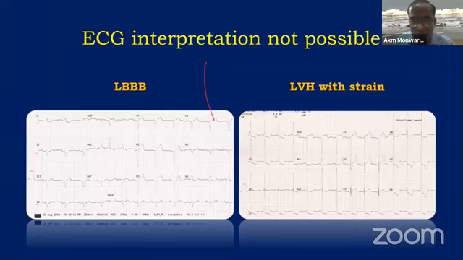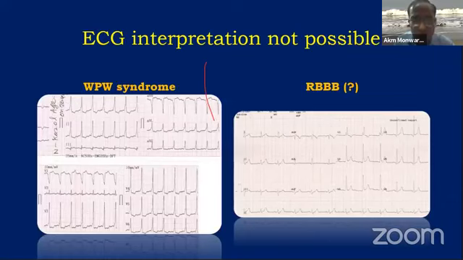There are some conditions in which ETT cannot be interpreted, like if a patient has baseline left bundle branch block in his ECG, or LVH with strain, or WPW syndrome. These conditions are relatively unsuitable for ETT. Regarding right bundle branch block, most authorities agree that ETT can be performed and the results can be interpreted in the presence of right bundle branch block, whether it is complete or incomplete. You can perform and interpret ETT safely.